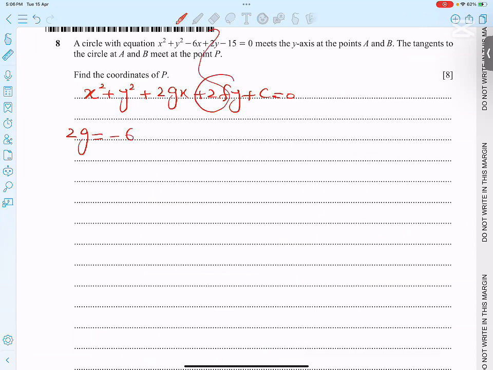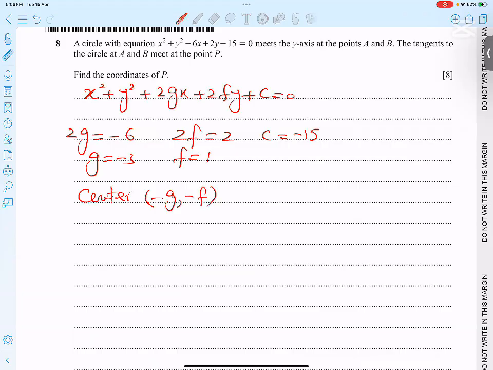The y coefficient 2f and this 2 are equal to each other. And the c is becoming negative 15. Make sure the negative must be there. So g becomes negative 3, and f comes from here, 1. And the center is naturally, the rule is negative g and negative f. So it means I get 3 and negative 1.